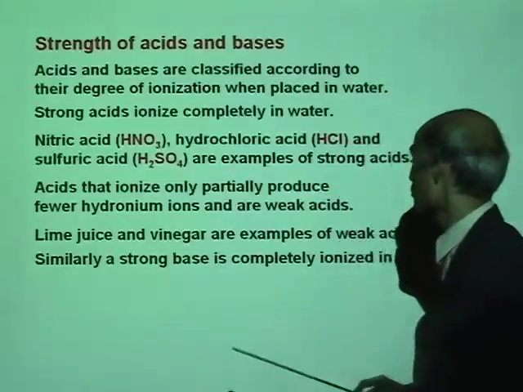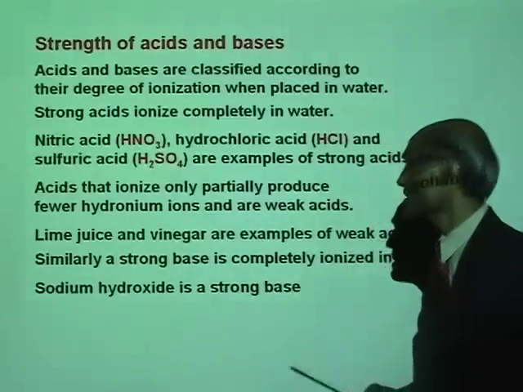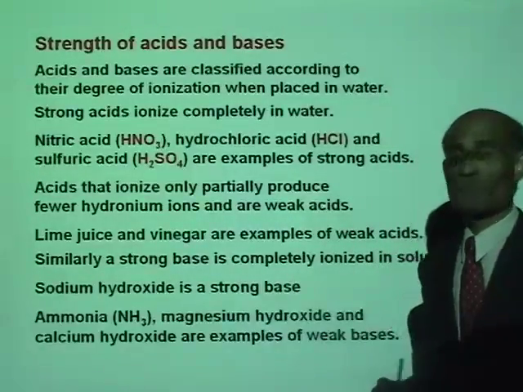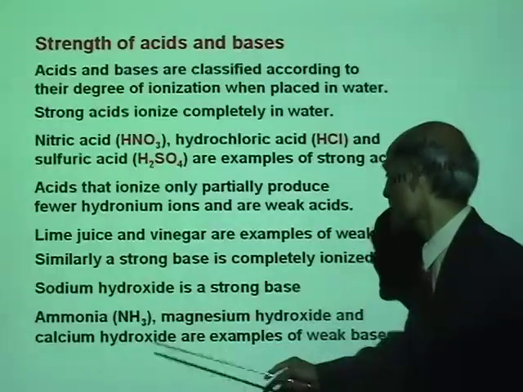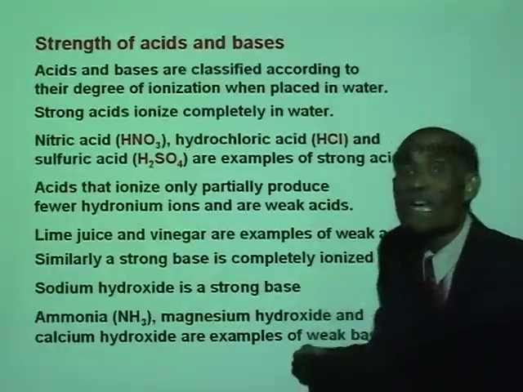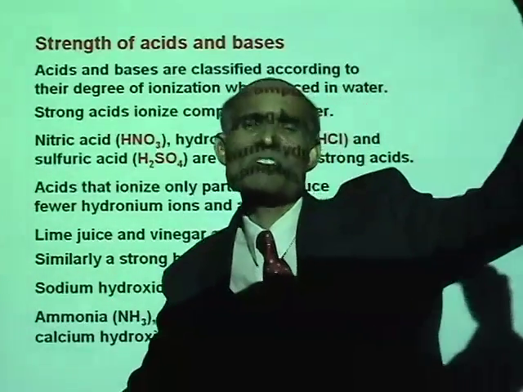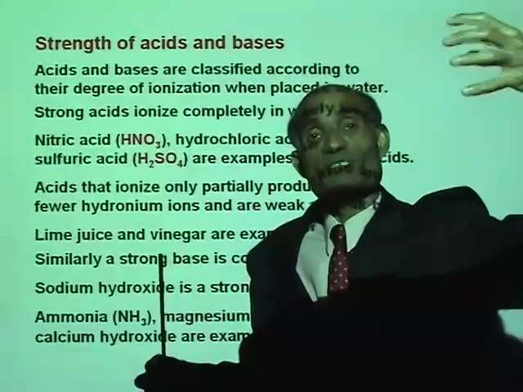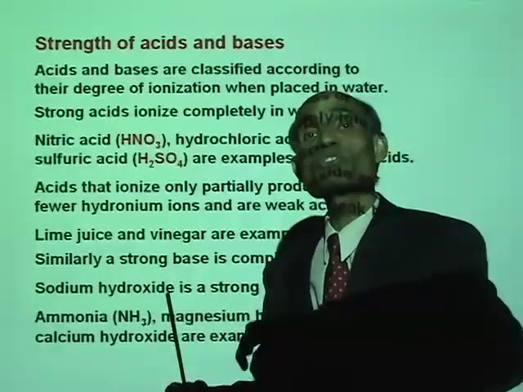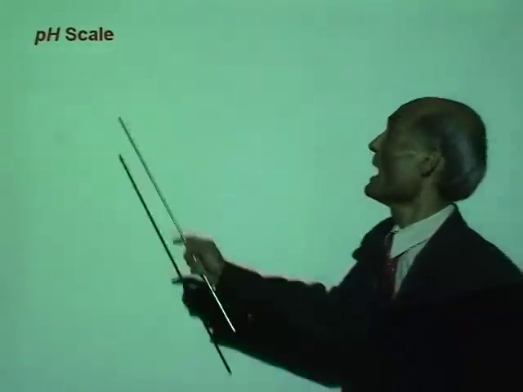Similarly, a strong base is completely ionized in solution. Sodium hydroxide is a very strong base. Ammonia, NH3, magnesium hydroxide, calcium hydroxide are examples of weak bases. So there are many substances that can be categorized as acids and bases. Some are very strong acids, some are weak, some are very strong bases, some are weak bases, and you can grade them on a scale, and that scale is called the pH scale.